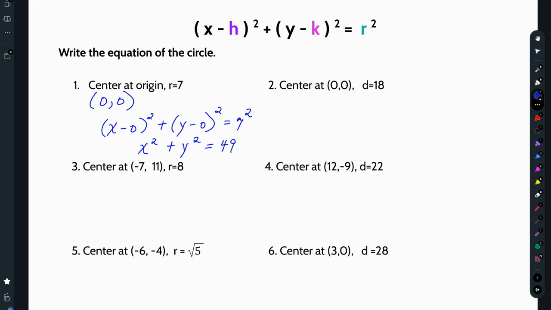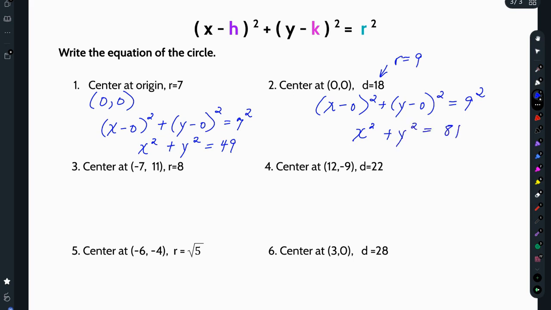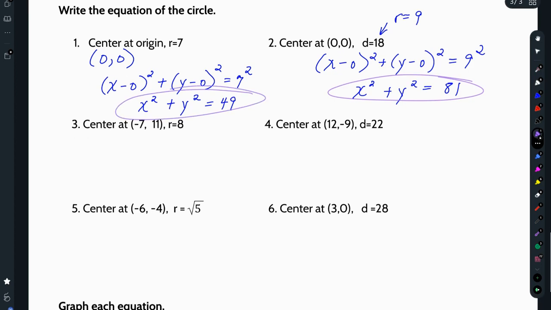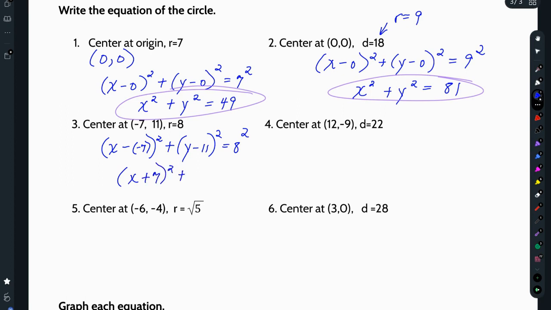Be careful, we're given the diameter, we want the radius. 18 divided by 2 gives me 9. So I get x squared plus y squared equals 81. Moving on to number 3. Simplifying, we get x plus 7 squared plus y minus 11 squared equals 64.